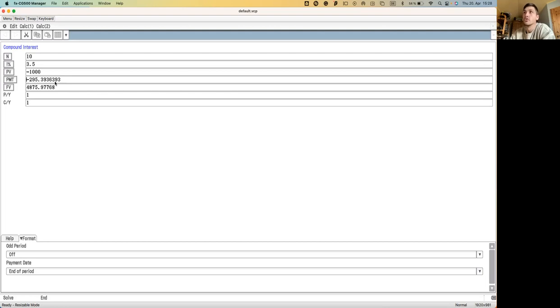Okay, so negative $295.39. This negative means that Juliana is the one paying the bank. If we wanted to come at it from the perspective of the bank, if we wanted to think we're the bank, the future value is going to be what we pay to Juliana. So we'd have to put that as a negative, and we'll put the present value as a positive. So that means we're receiving it, we're the bank.